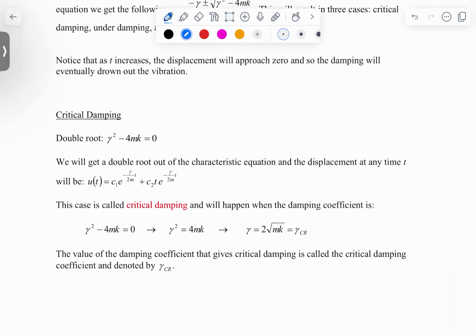Because what we're going to be doing is identifying if it is critical damping, under damping, or over damping. Once again, it's a relationship of M and K. We can solve for that coefficient, and it is always going to be this equation. In the critical damping situation, when I solve the characteristic and solve for gamma, it ends up being equal to the critical damping.